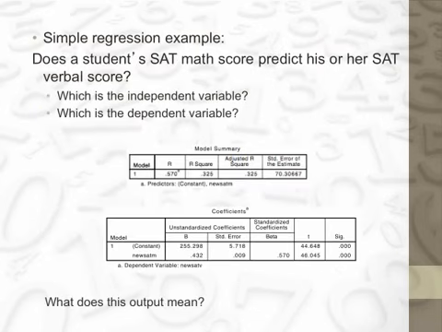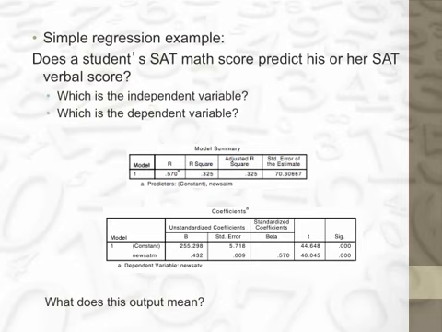So first of all, a simple regression example. Exactly what I was saying. This research question here, does a student's SAT math score predict his or her SAT verbal score? is a question that can be answered by a simple linear regression. So why linear regression? What's our dependent variable of interest here? In this case, we're saying, does math score predict SAT verbal score? Which one of those two is the dependent variable? It would be SAT verbal score.